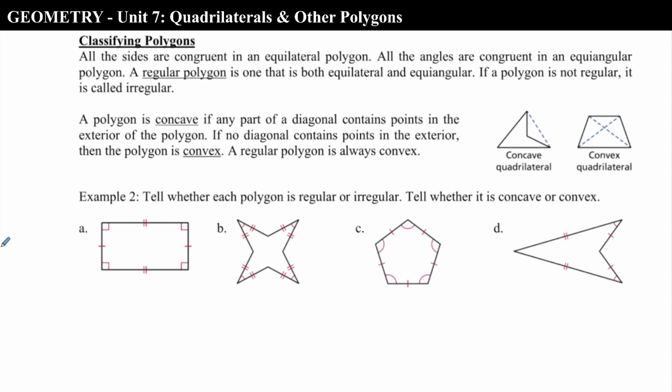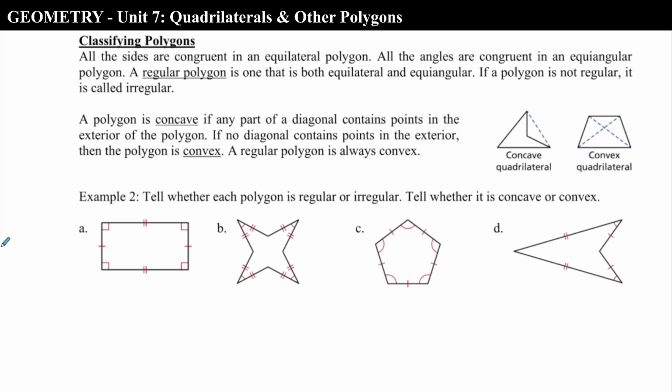All the angles are congruent in an equiangular polygon, just like we had with an equiangular triangle. A regular polygon is one that is both equilateral and equiangular. All the angles are the same, all the sides are the same. If a polygon is not regular, it is called irregular.